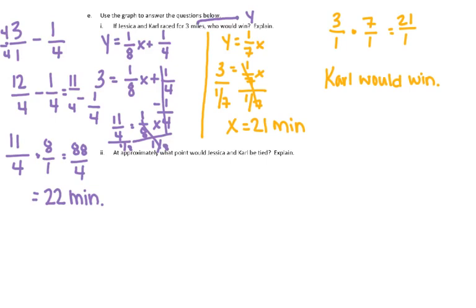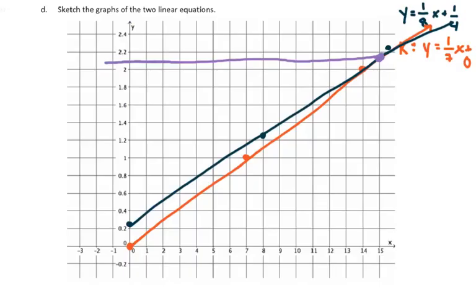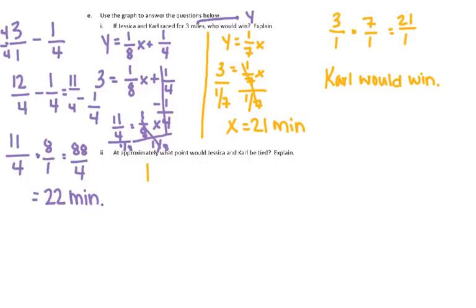So it asks us for number 2 for part E, at approximately what point would Jessica and Carl be tied? So if we go back to our graph and we look at this point where our 2 lines are crossing, we see that they're crossing at 15 minutes and 2.1 miles. So we're going to say 15 minutes and 2.1 miles. And so we would represent this as a point as 15, 2.1, meaning the solution to our system of equations is 15 and 2.1.